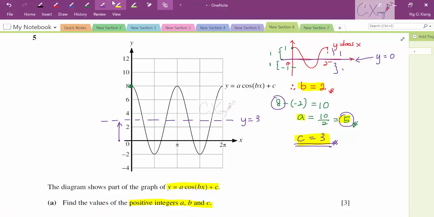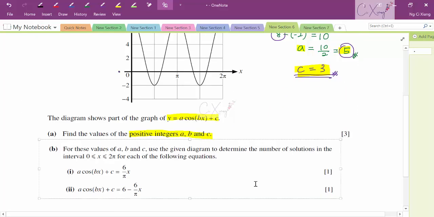Then we proceed to part number 2. For part B, for these values of A, B, and C, using the given diagram, determine the number of solutions for this equation. When they are asking for the number of solutions, based on the equation, generally you can see that the left-hand side equals the y in the diagram for both questions here. We have another part of the equation on the right-hand side.